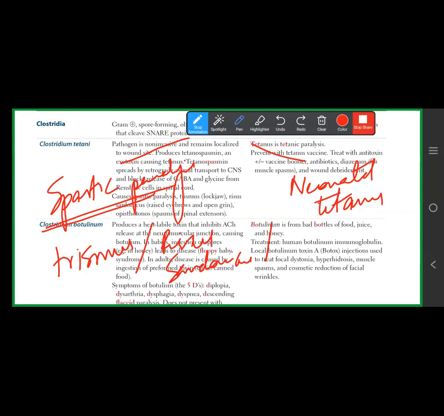Next, they also have the presentation of opisthotonus. And what is opisthotonus? They have spasm of the spinal extensors. So when you're thinking about spastic paralysis, these are trismus, risus sardonicus, and opisthotonus. These are the presentation of spastic paralysis.